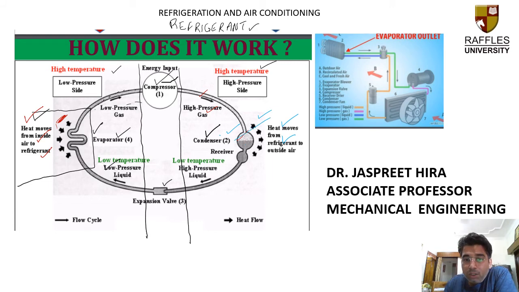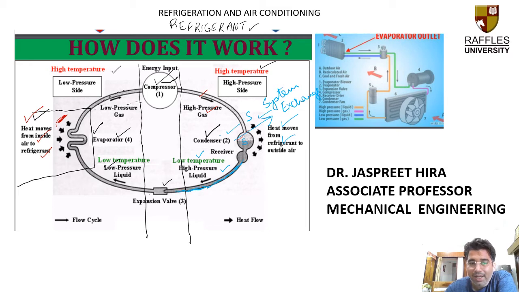So here there is also system exchange taking place, the system exchanging with the surroundings. This high pressure gas, when it gives the heat to the environment, converts into high pressure liquid with a low temperature. So the phase of the refrigerant is being changed. So here what we are getting is a high pressure liquid.